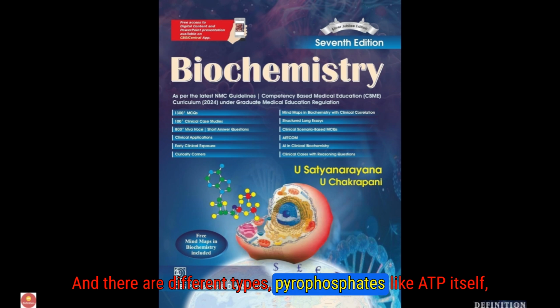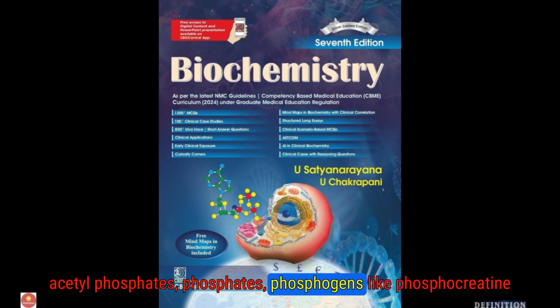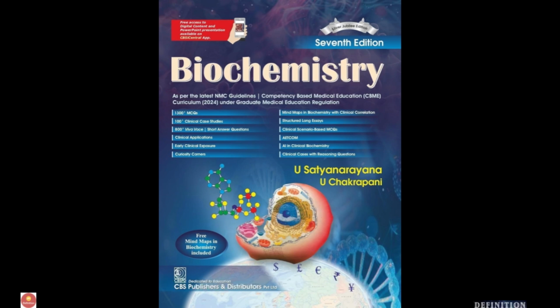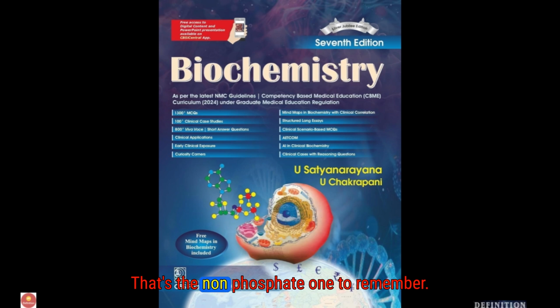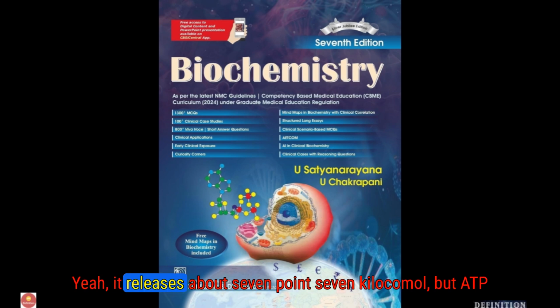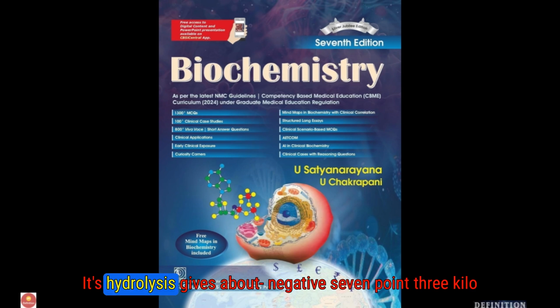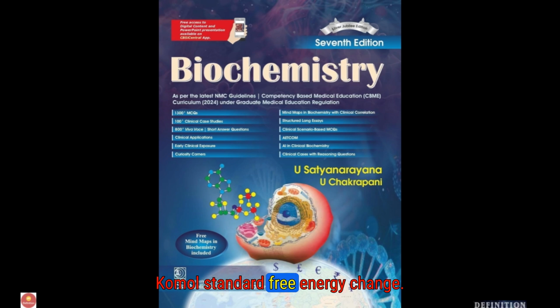And there are different types. Pyrophosphates like ATP itself, acyl phosphates, enol phosphates, phosphagens like phosphocreatine, and importantly, thioesters like acetyl-CoA. Acetyl-CoA, right. That's the non-phosphate one to remember. Yeah, it releases about 7.7 kilocalories per mole. But ATP is king, really. Its hydrolysis gives about negative 7.3 kilocalories per mole standard free energy change.